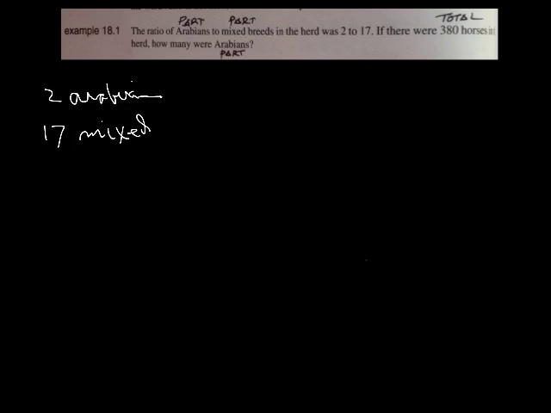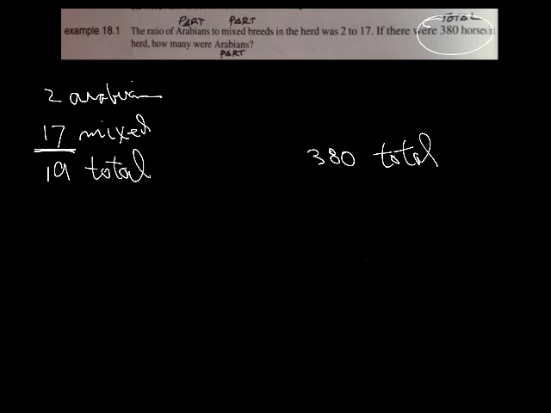So the ratio of Arabians to mixed breeds is 2 to 19. Well, how many horses are there total in this ratio? There's 19 horses total. But in this problem, they're saying if there were 380 horses total. So they're saying if we were to have 380 horses total, how many would be mixed and how many would be Arabians? And in this case, they're only interested in the Arabian part. So what we're trying to do here is find this right there, how many Arabians there are.